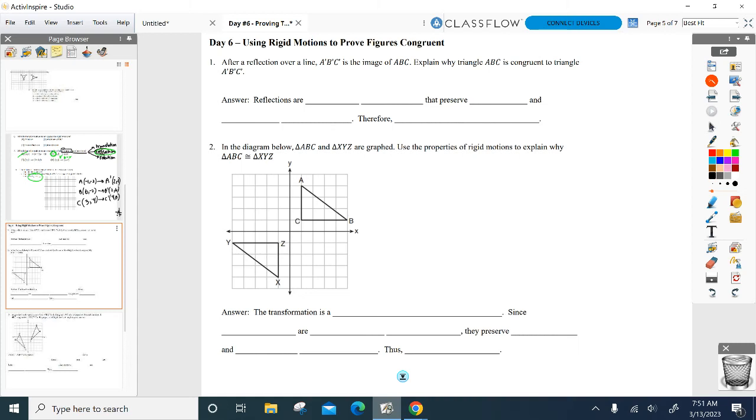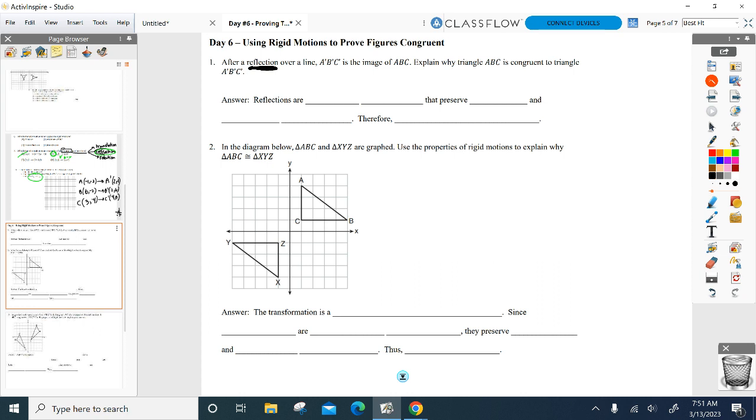All right, here we go. We're going to start doing a little type of proof, right? If you see a number one, we are performing a reflection. We're going to do a reflection on triangle ABC, and I want you guys to try to explain to me why ABC and A prime, B prime, C prime, those two triangles, are still congruent at the end.